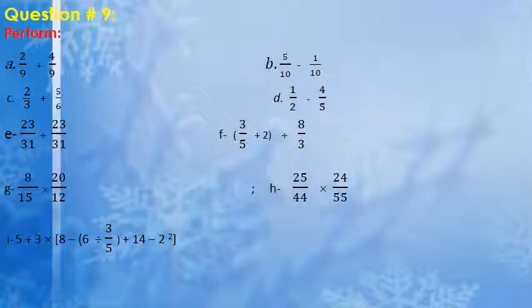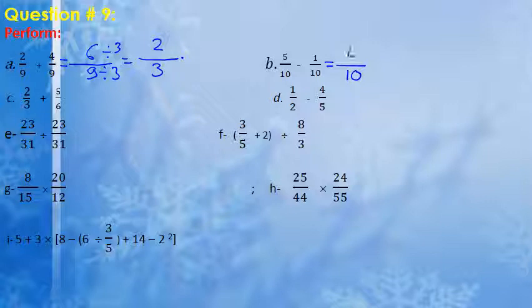In question number 9, we should perform operations on fractions. Here we have addition of like fractions, denominator 9, 2 plus 4 is 6. 6 over 9 we can reduce up and down by 3. 6 divided by 3 is 2. 9 divided by 3 is 3. 5 over 10 minus 1 over 10, also like fractions, denominator 10, 5 minus 1 is 4. We can divide up and down by 2. 4 divided by 2 is 2. 10 divided by 2 is 5.